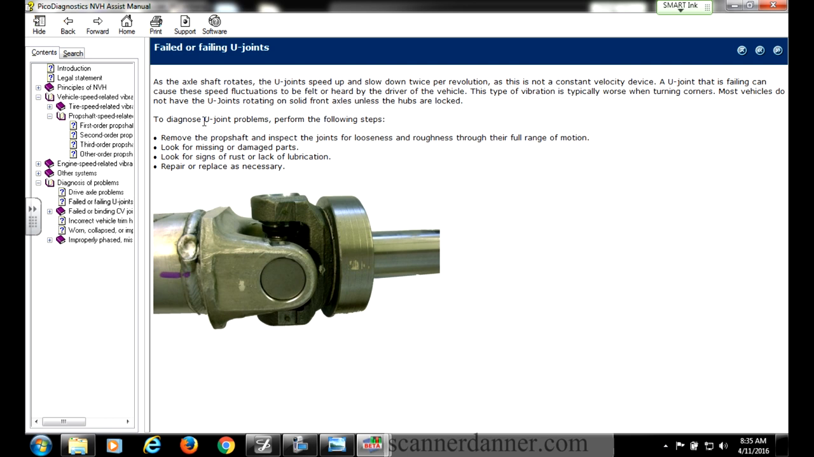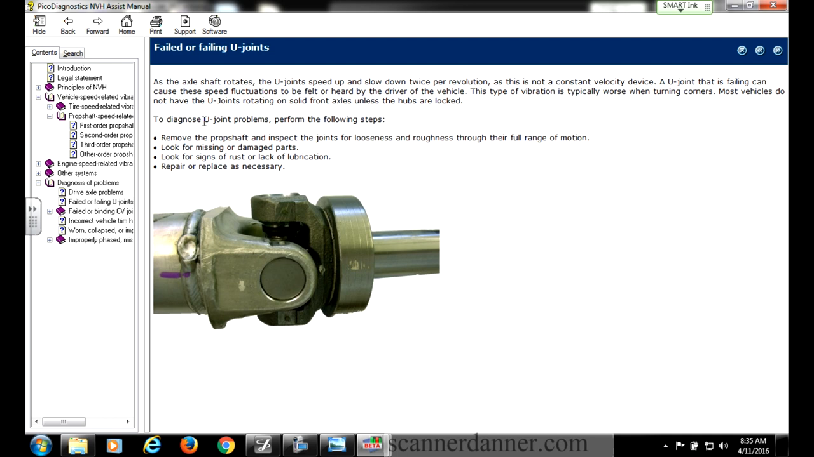As the axle shaft rotates, the U-joints speed up and slow down twice per revolution. As this is not a constant velocity device, a U-joint that is failing can cause these speed fluctuations to be felt or heard by the driver. I can hear it. This type of vibration is typically worse when turning corners. Most vehicles do not have the U-joints rotating on a solid front axle. So they're talking about a front drive there. Don't let that throw you off. I believe that's what that's referring to.